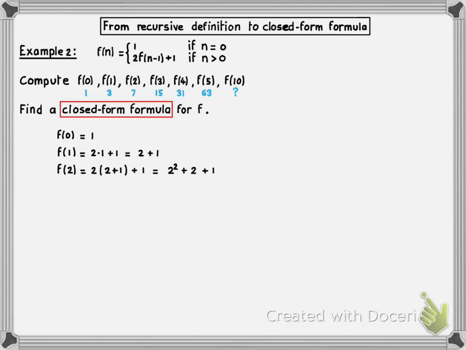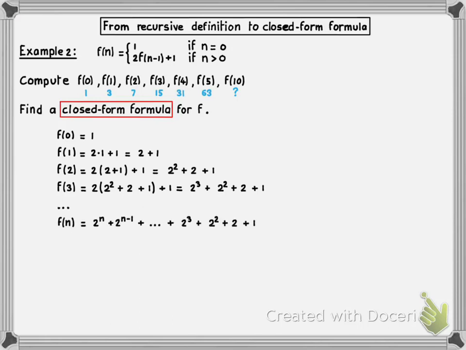Let's do one more. What is f of 3? Well, f of 3 is 2 times this sum plus 1. When you multiply it, you get 2 to the power 3 plus 2 squared plus 2 plus 1. Now, I think the pattern is pretty clear. F of n seems to be the sum of all the powers of 2 from 0 to n. So 2 power 0 plus 2 power 1 plus ... 2 power n.